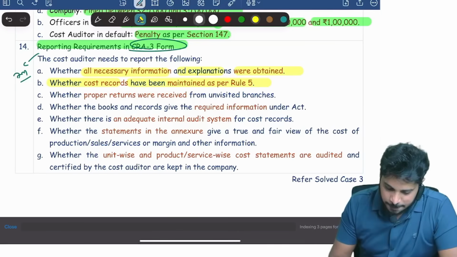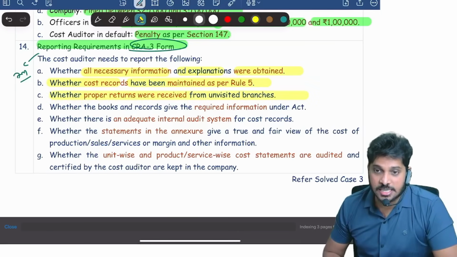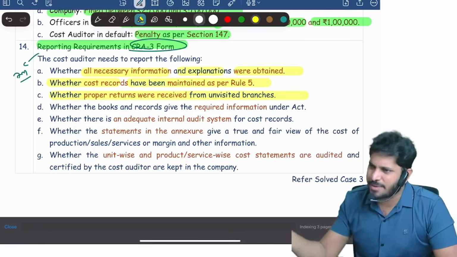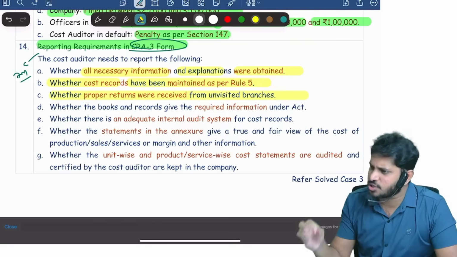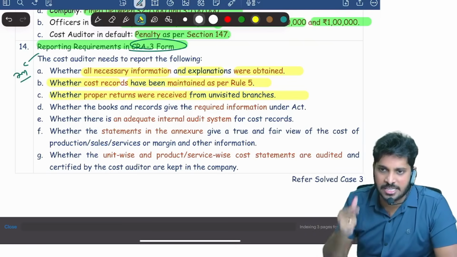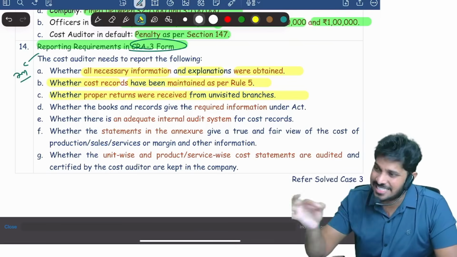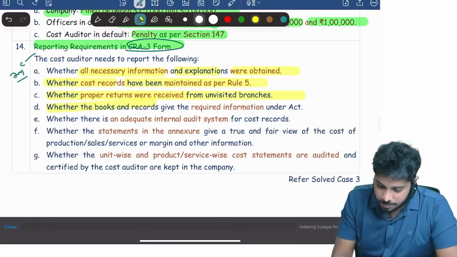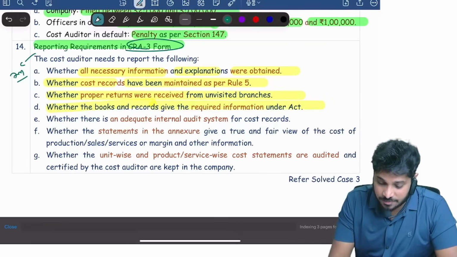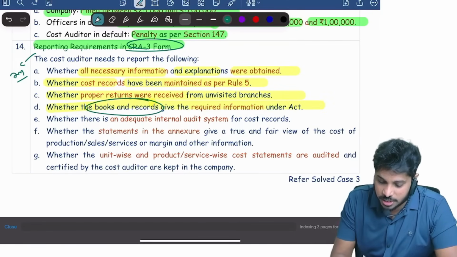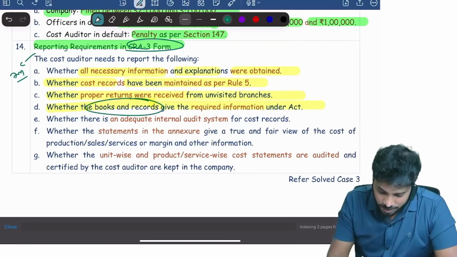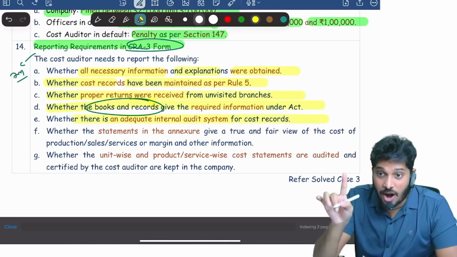Next up, whether proper returns are received from unvisited branches. As a cost auditor, he may not visit all the branches, only a few branches he might visit. So whether audit reports from branches were received or not. Next, whether books of accounts give required information as per the Act. Books and records means which records? Cost records. Whether there is an adequate audit system for cost records.